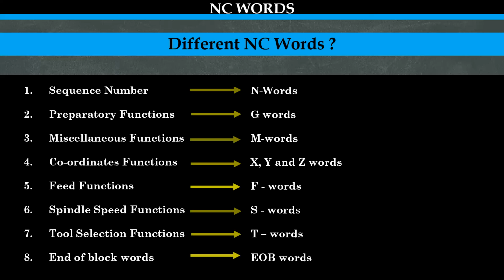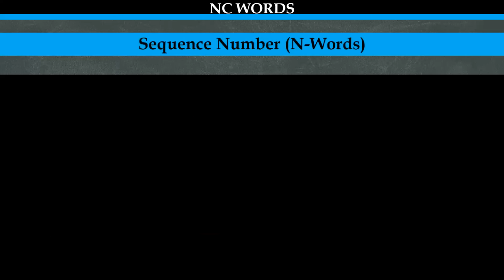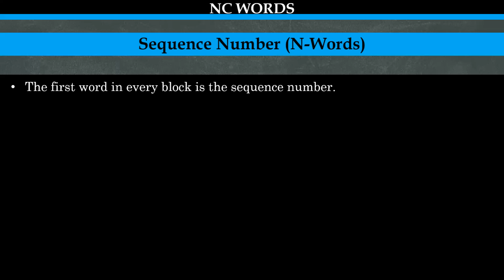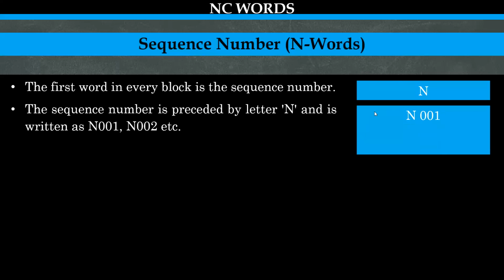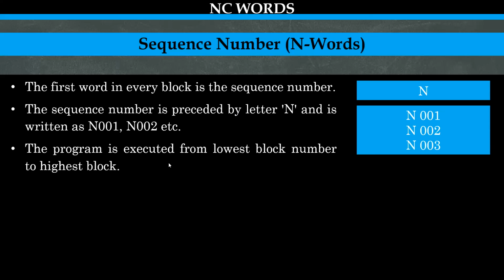Let us understand how these words are used in a CNC program one by one. The first NC word is sequence number and it comes first in the sequence when we write a program. The first word in every block is the sequence number, that is N. The sequence number is preceded by letter N and is written as N001, N002, N003, and so on. The program is executed from the lowest block number to the highest block number, that is 1, then 2, and 3. And these N words are similar to the sequence number or serial number.